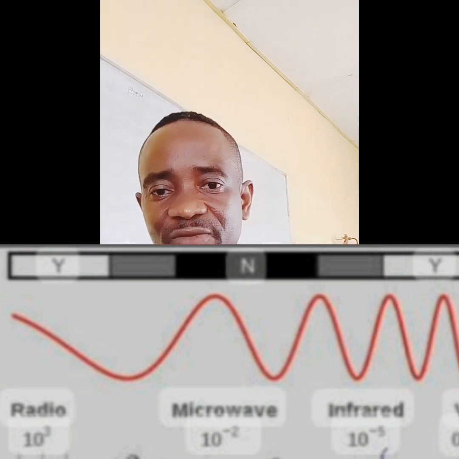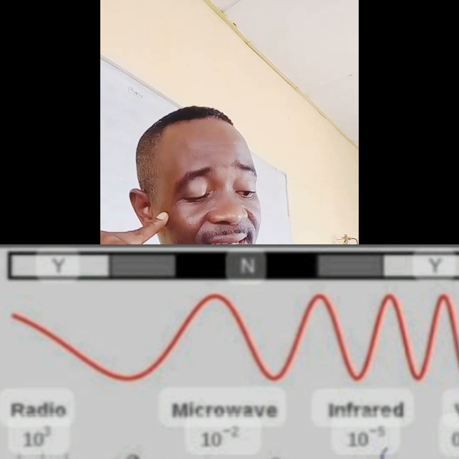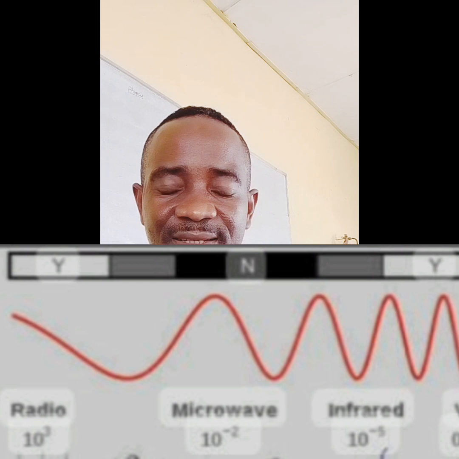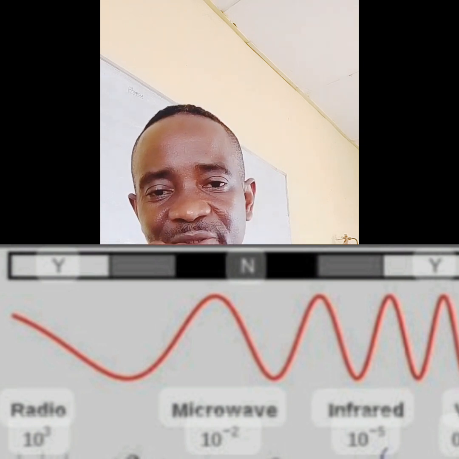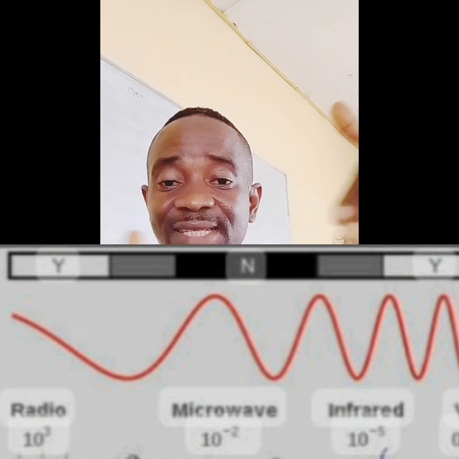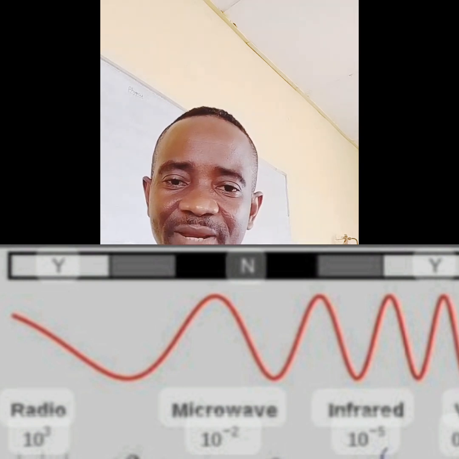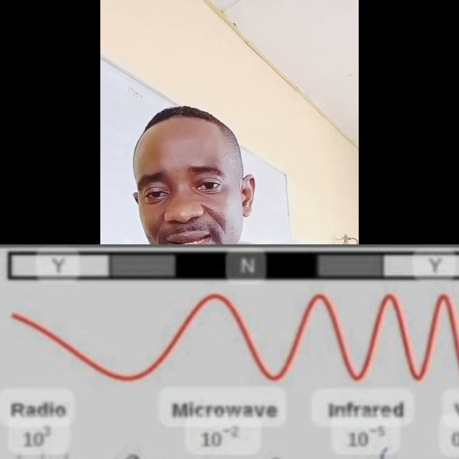The next is microwave. Microwave has a wavelength that is less than that of radio wave. The wavelength of microwave is approximately 10 raised to power minus 2, that is about 0.01 meter, approximately 1 cm. It can be likened to the size of a small butterfly. So that is the extent of the wavelength of microwave.